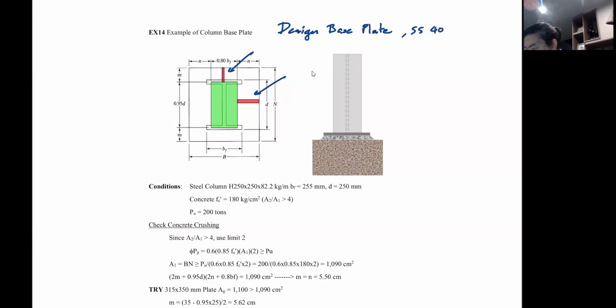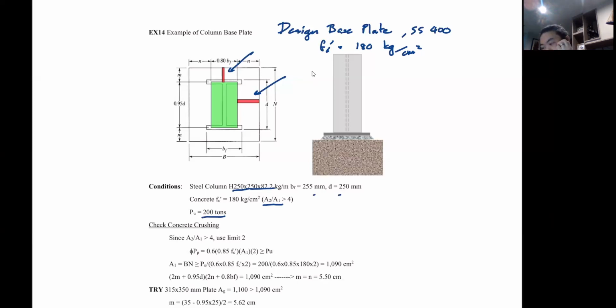The steel is SS 400 and the FC prime is 180 kilogram per square centimeter. That's like concrete mixed by hand, so it is quite low. Say the condition is that the abutment is so large that your A4 over A1 is surely going to be greater than 4. The steel column is this size with an ultimate load of 200 tons. That's the dimension of the column.